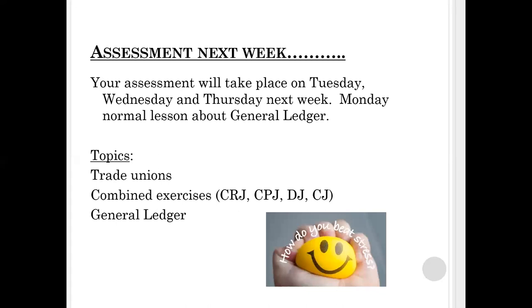Okay. Now, what are the topics that you need to know for these assessments? It is trade unions, and you will remember we have done this, about two or three slideshows that you need to know about the trade unions. And then the two big topics will be the combined exercises. So I'm going to give you a lot of transactions where it's going to be mixed, and then I'm going to ask you to go and complete the journals, the CRJ, the CPJ, the DJ, and the CJ. And of course, then the other big topic, the one that we are actually still busy on, and that is the general ledger. So again, I'm going to give you a few transactions, and you're going to draw up and do the T accounts for me.